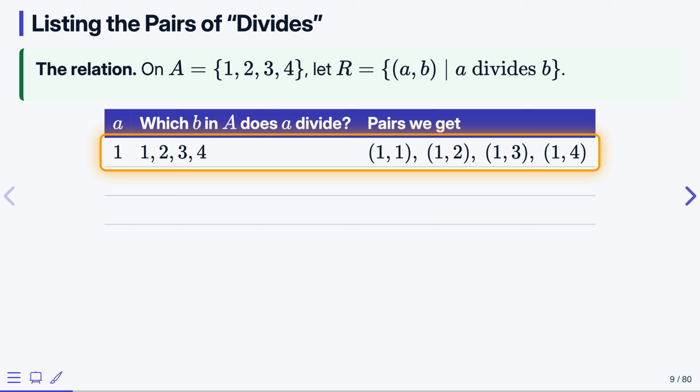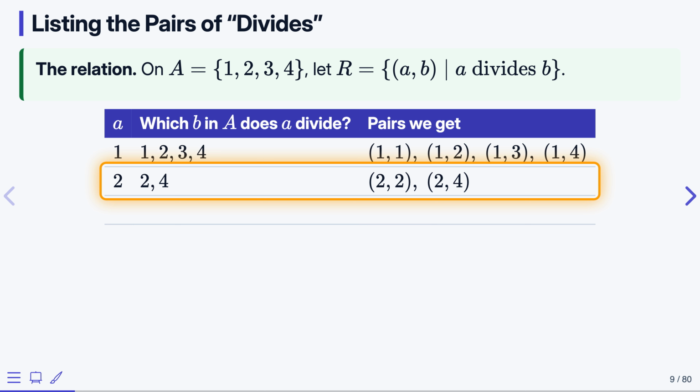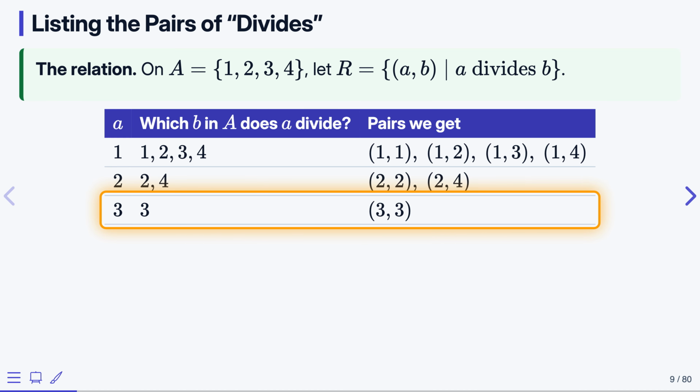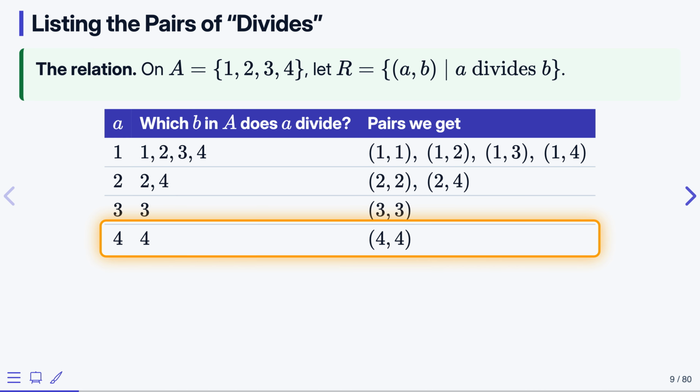Now 2. 2 divides 2 and 2 divides 4. 2 does not divide 3, so 2 gives the pairs (2, 2) and (2, 4). Now 3. Inside our set 3 divides only 3, so 3 gives one pair, (3, 3). Last 4. 4 divides only 4, so 4 gives the pair (4, 4). Altogether we found 8 pairs.